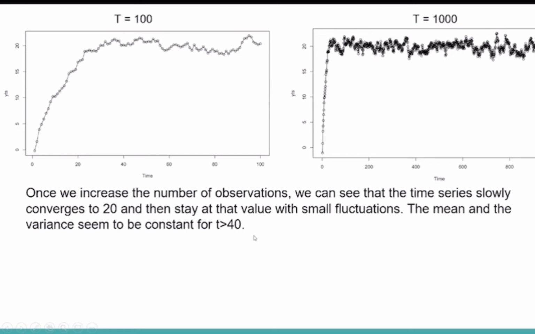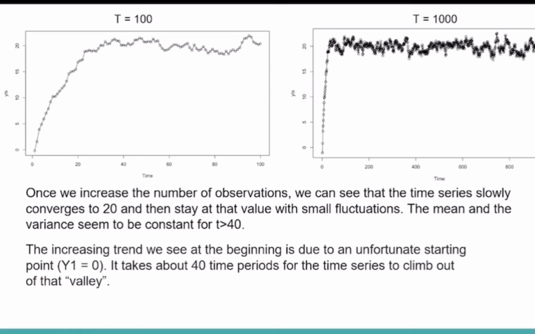So the mean and the variance seem to be constant for time t greater than 40. When you take a look at time t greater than 40, you basically are going to see that. I just wanted to take note of that. The increasing trend we see at the beginning is due to an unfortunate starting point, which means it takes about 40 time periods for the time series to climb out of that valley. So take a look at that.